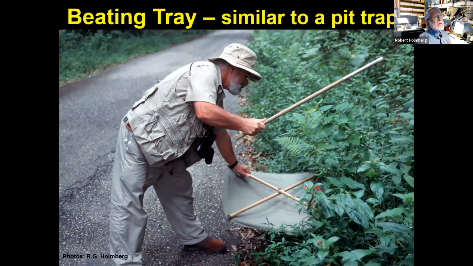And a beating tray is similar to a pit trap in a way, but you're hitting the vegetation with a pole or any such thing, and again knocking the insects off the leaves and into something that you can then look at and pick out what you're trying to find.